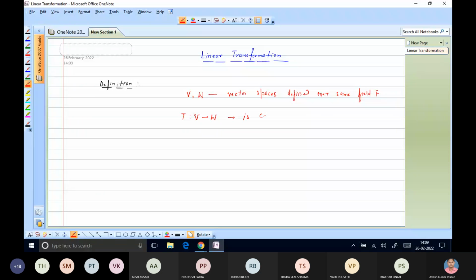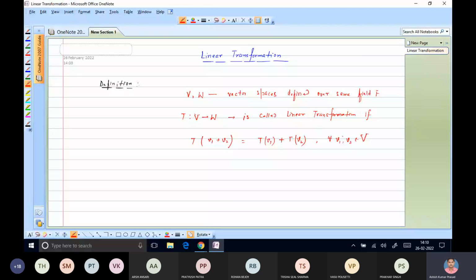A mapping T is called linear transformation if it holds the following two properties. The first property is that T image of two elements, let it be V1 and V2, will be the same as T image of V1 plus T image of V2, where V1 and V2 are elements of V, right?